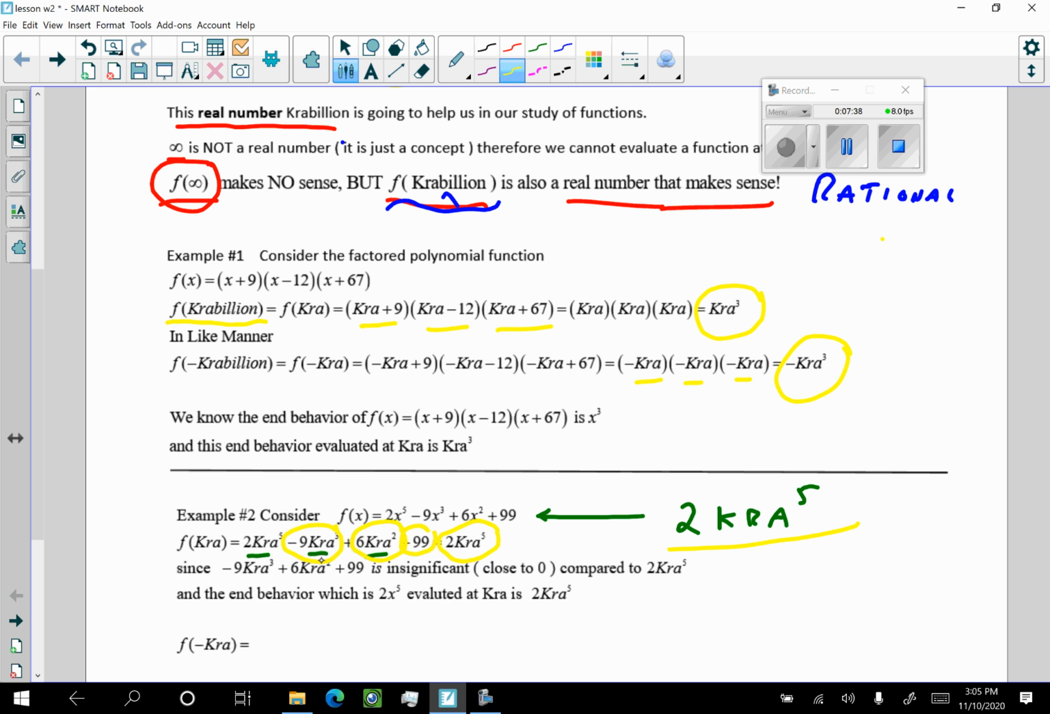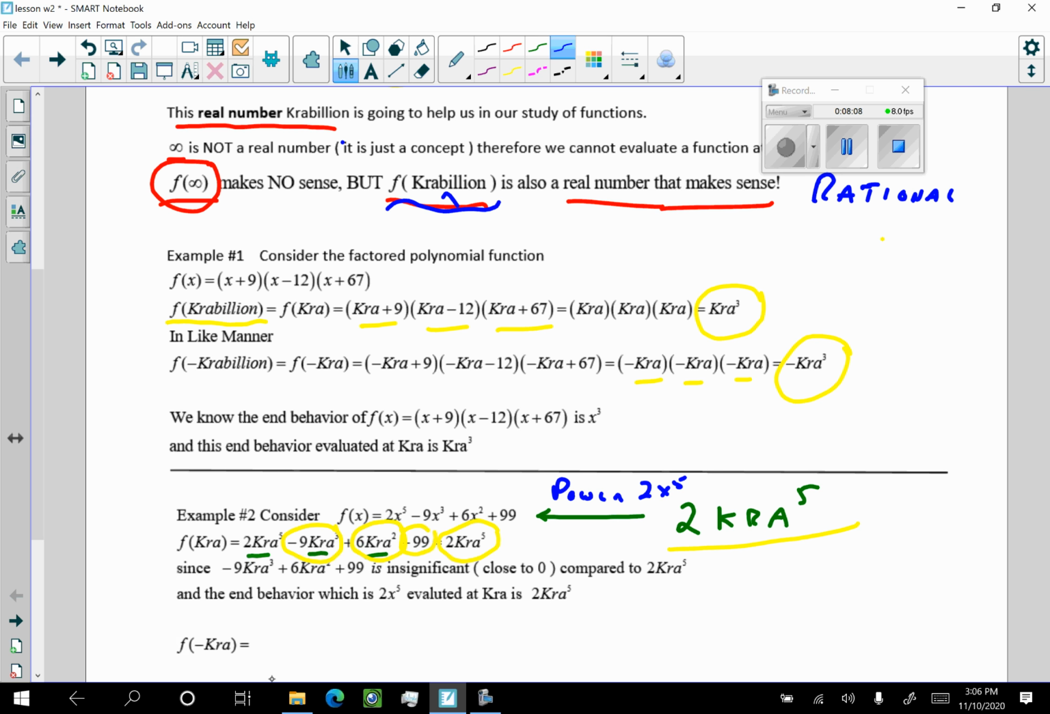And actually, we know that this is the power function for this polynomial. The power function for this polynomial is 2x to the fifth. We know that anyway. And f of kerbillion is just the power function evaluated at kerbillion. All of these other things are insignificant, close to zero. The end behavior of this is 2x to the fifth evaluated at kerbillion.